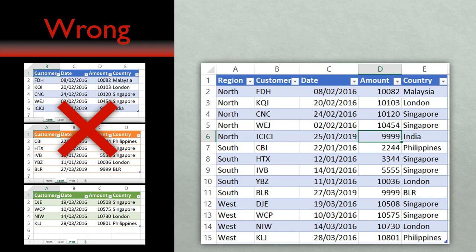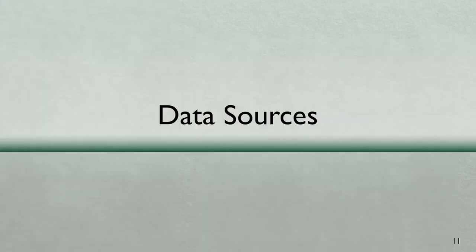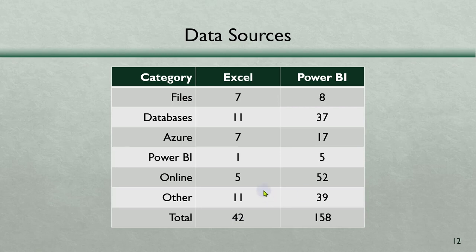Okay, so that's about the 11 rules. Now let's talk about where to get data from. There are lots of data sources. The number of data sources is different, whether it is Excel or Power BI. And there is a third one called Dataflows that currently supports around half of them, so 78. So what are these? 7 kinds of files can be imported. 11 types, or rather here 37 types of databases can be connected to. 7 Azure services can be connected from Excel, 17 from Power BI, and so on and so forth.